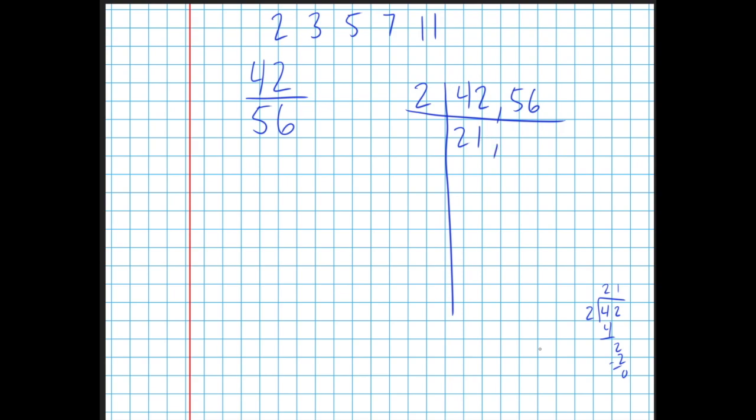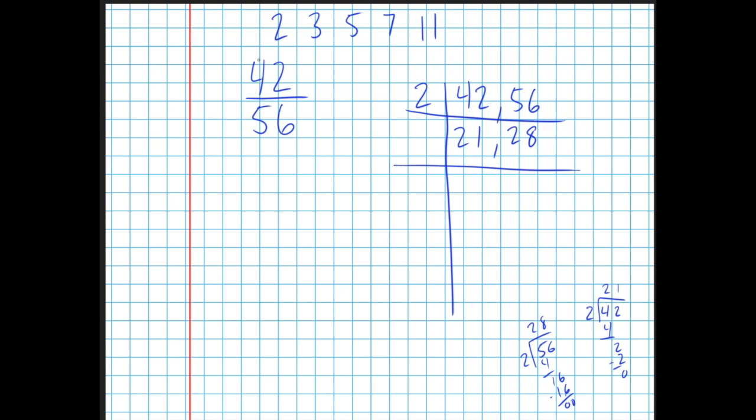What about 56 divided by 2? Well, it looks like 56 divided by 2 is 28. And now, we have to ask ourselves, is that in simplest form, or will another prime number help us simplify this further? If you said keep going, you said the right thing.